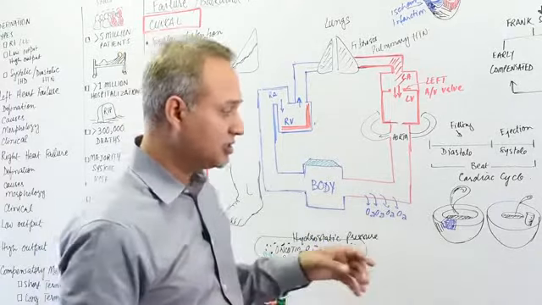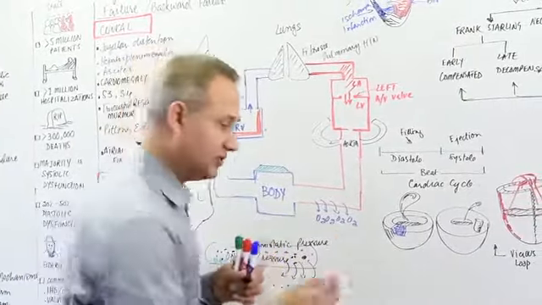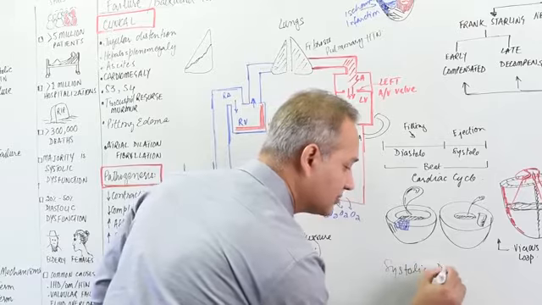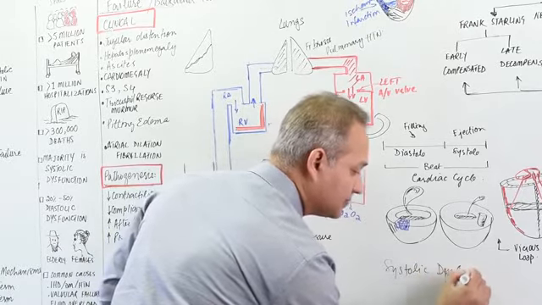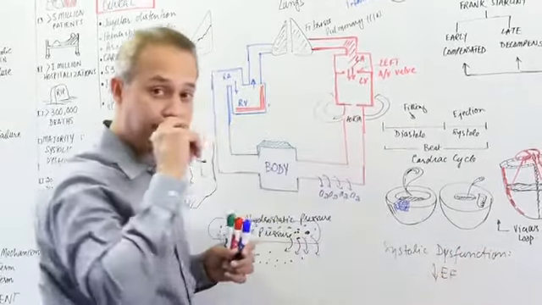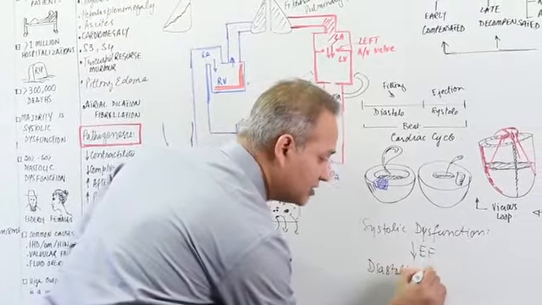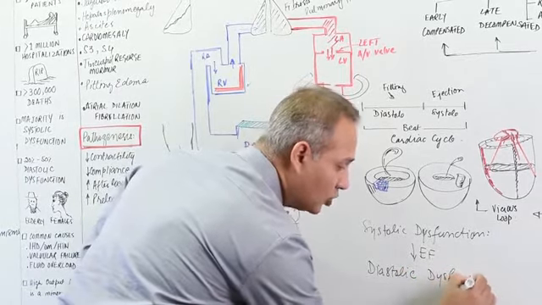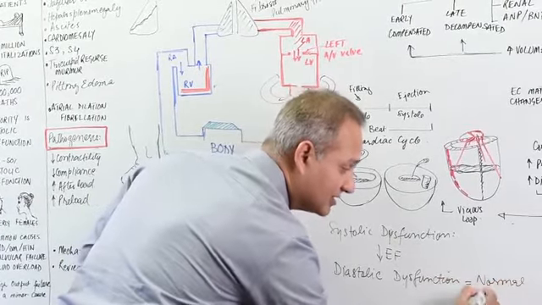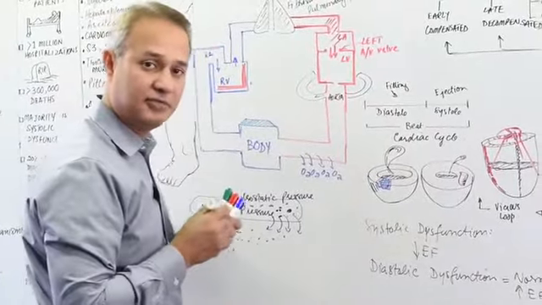Remember that systolic dysfunction was also marked with an ejection fraction reduction, right? So systolic dysfunction, we discussed it before, has a problem with reduced ejection fraction. Diastolic dysfunction, we'll talk about that in a second now. Diastolic dysfunction had normal or even increased ejection fraction, and we did that in detail before.